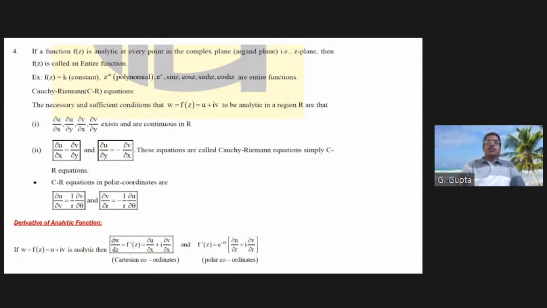Now, if a function f of z is analytic at every point in the complex plane, another name for the complex plane is the Argand plane, that is the z plane, the whole entire plane. At every point the function is analytic. Such a function is called an entire function. In 2019, one more question was asked: which one of the following options are entire functions?